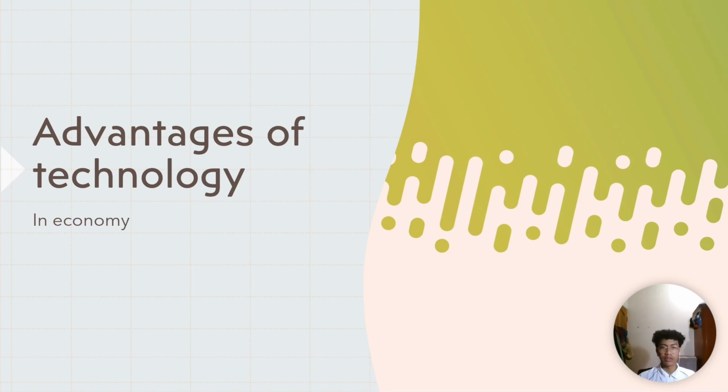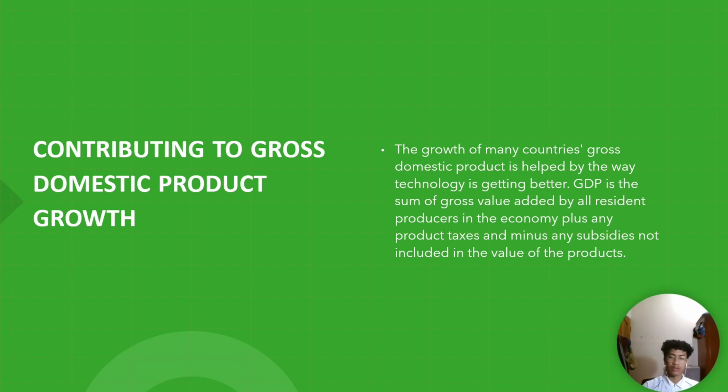I'm going to present the advantages of technology and economy. So the first advantage is contributing to GDP growth. The GDP is the sum of gross value added by all resident producers in the economy plus any product taxes and minus any subsidies not included in the value of the product. So the growth of many countries' GDP is helped by the way technology is getting better.